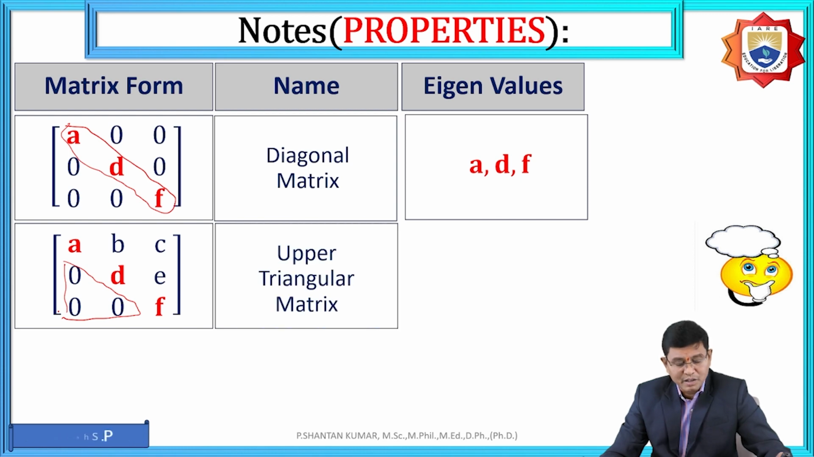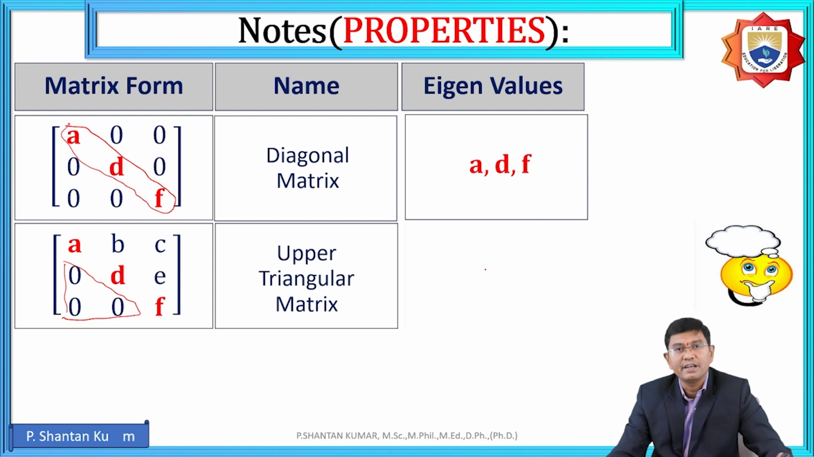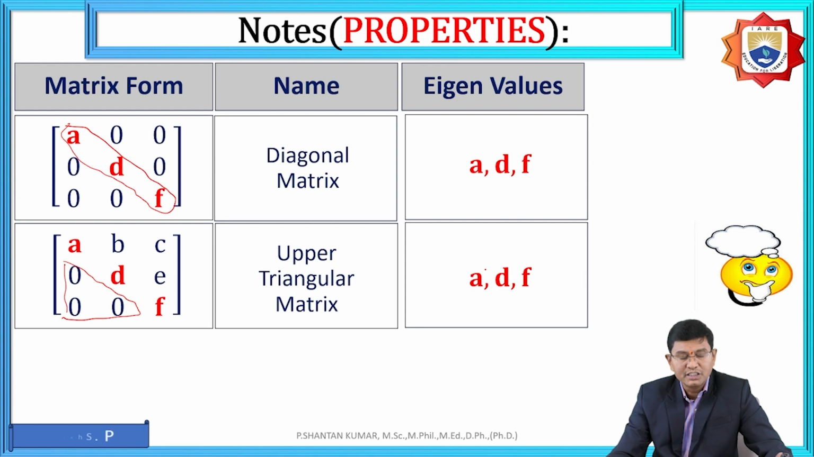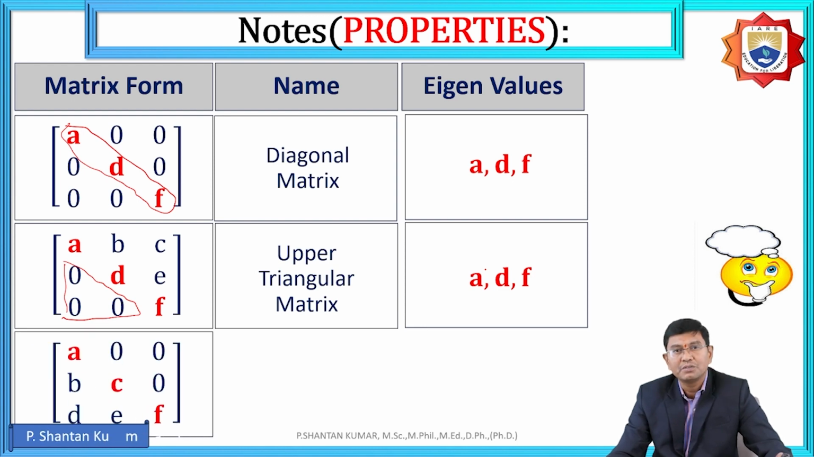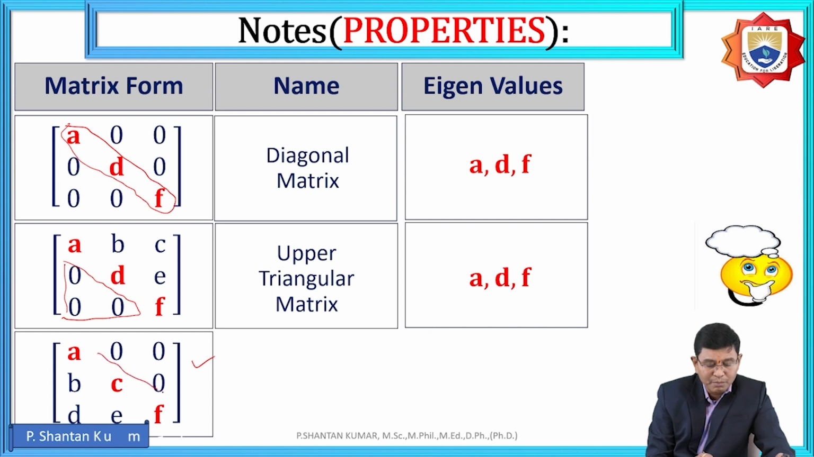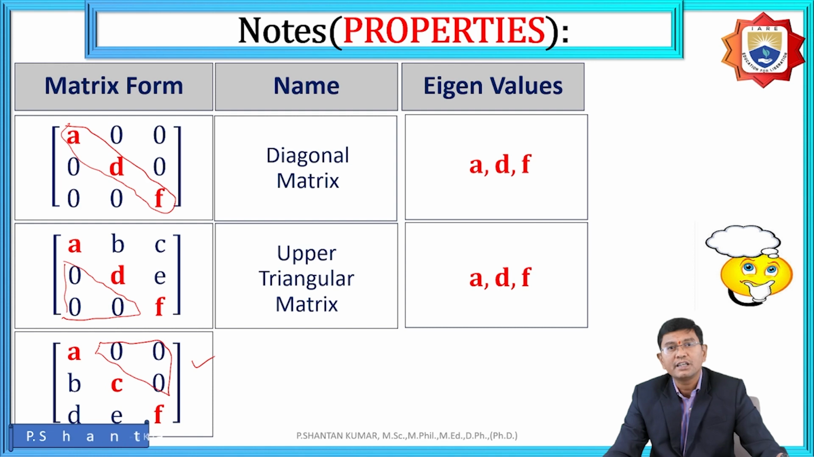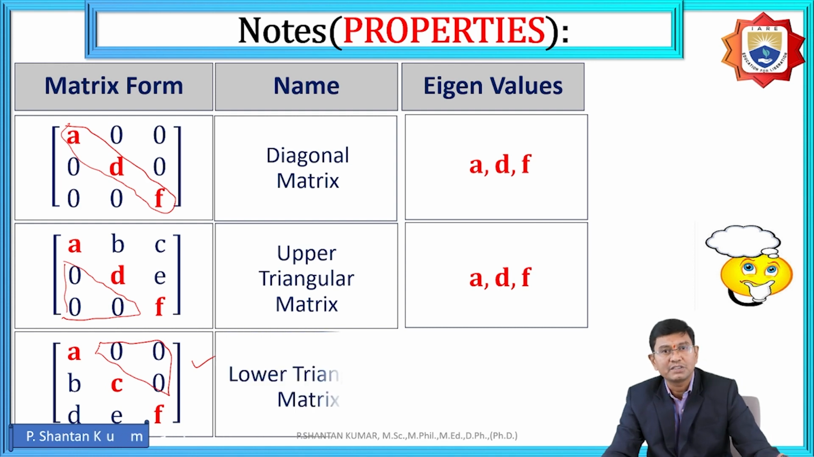Based upon the upper triangular matrix, the eigenvalues are the diagonal elements. Therefore, the diagonal elements here are A, D, F. And similarly, if the given matrix has the form A, 0, 0, B, D, 0, C, E, F, then above the diagonal the elements are 0. That means the matrix is said to be a lower triangular matrix.